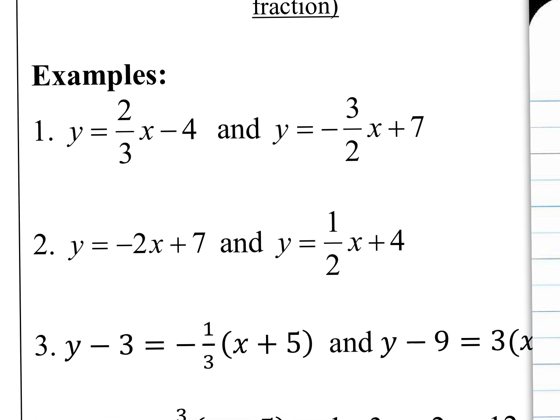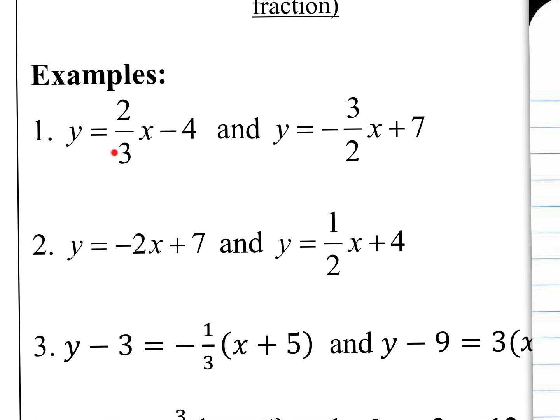So these are examples of perpendicular lines. You see this slope right here, it says 2/3. In order for this equation over here to be perpendicular, you have to change the sign to a negative and flip the 2/3 to make it 3/2. That's why these slopes are perpendicular, right? The slope 2/3, you change the sign and flip the fraction. That's why these slopes are perpendicular.